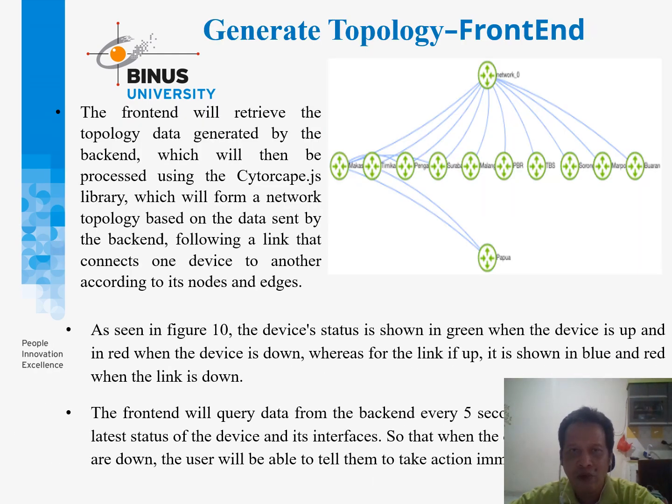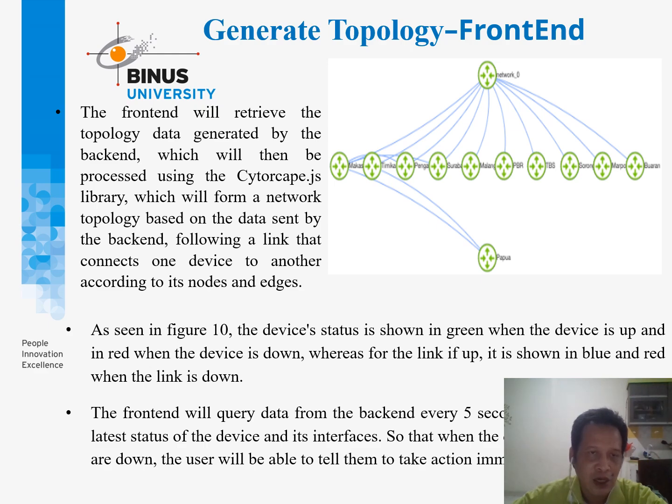So next we move to the third step, which is generate topology. As we already mentioned, generate topology applies to the front end and back end. In the front end, the front end will retrieve the topology data generated by the back end, which will then be processed using the Vis.js library, which forms a network topology based on the data sent by the backend, following the links that connect one device to another according to its nodes and edges.